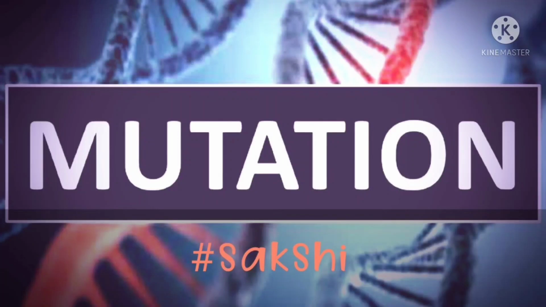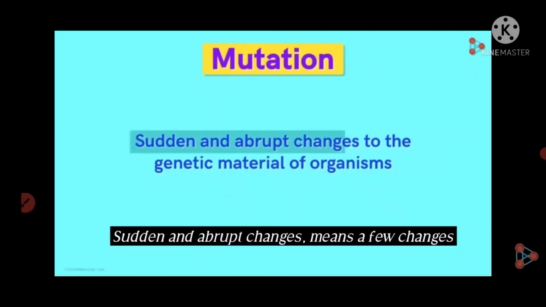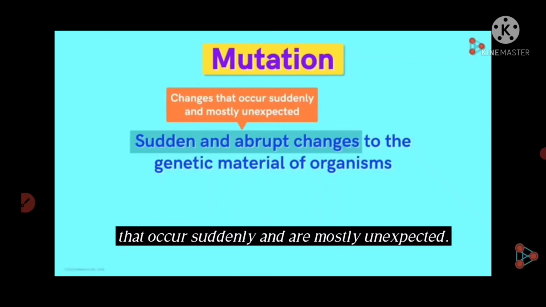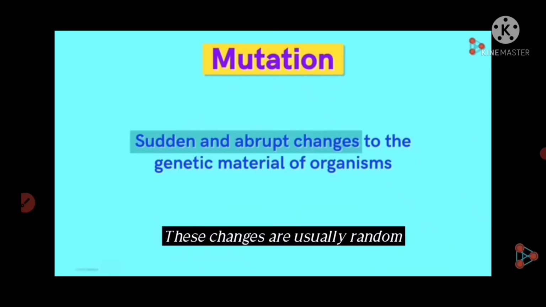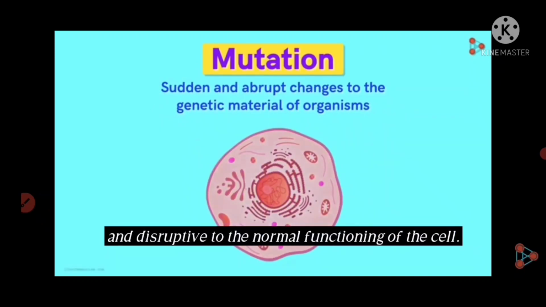Mutation, in simple words, is defined as sudden and abrupt changes to the genetic material of organisms. Now let's break this down to understand it better. Sudden and abrupt changes means a few changes that occur suddenly and are mostly unexpected. These changes are usually random and disruptive to the normal functioning of the cell.